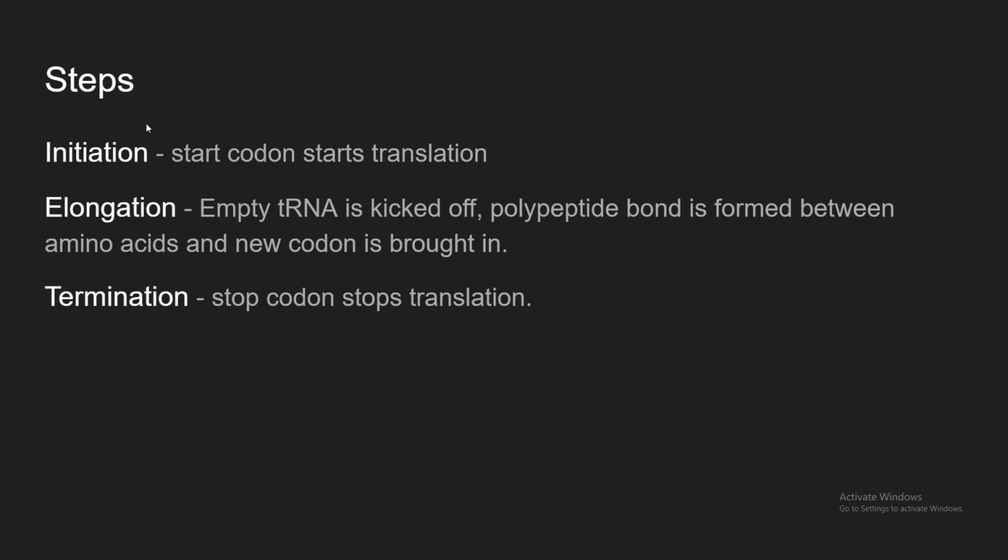So you have the steps. You have the initiation, which is basically the start codon, it tells it to start translating. Then empty tRNA is kicked off, a peptide bond is formed between amino acids, and a new codon is brought in. And then you have the termination, which is when the stop codon stops translating.